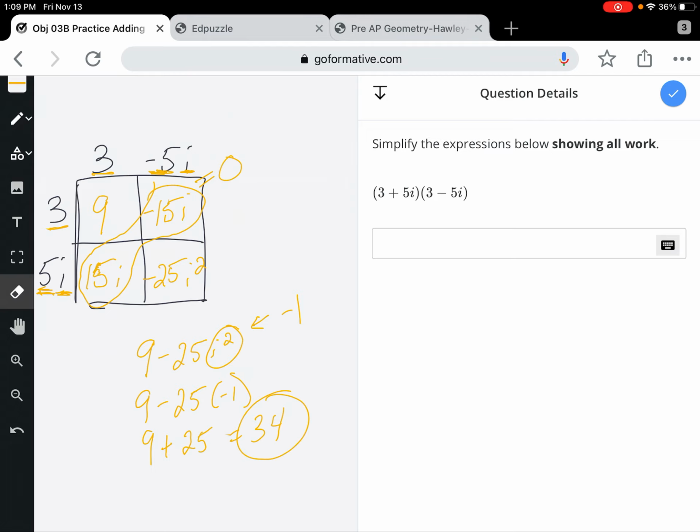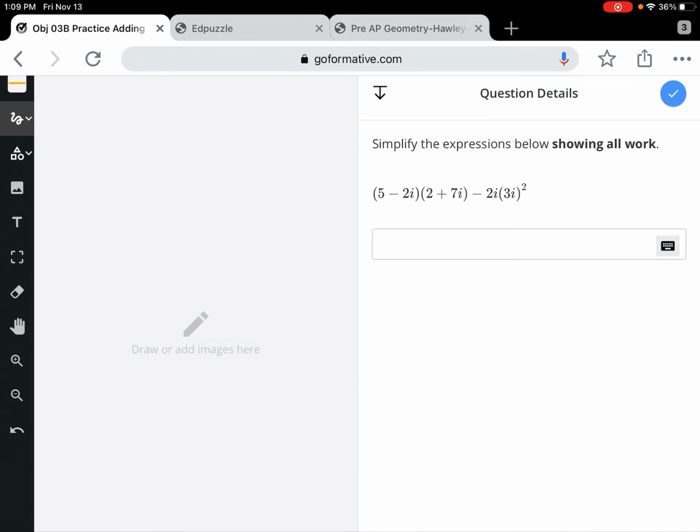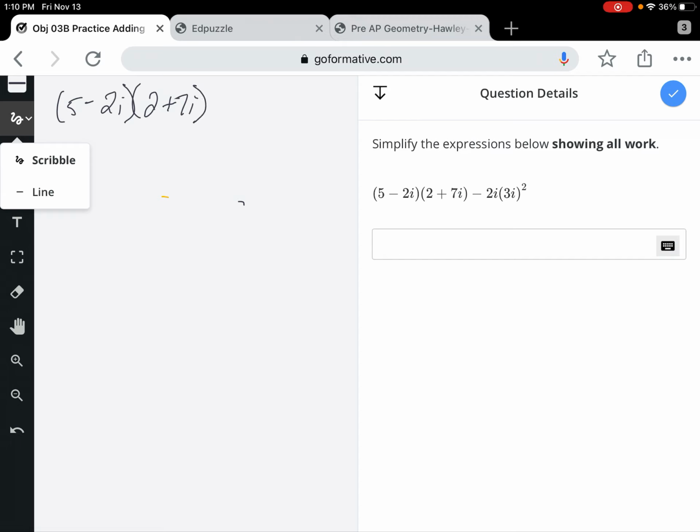Again, disregard that. Last problem. So this is in 2 parts. I'll write it out. So you have your 5 minus 2I times 2 plus 7I minus 2I times 3I squared. Okay, I'm going to do this in 2 parts.